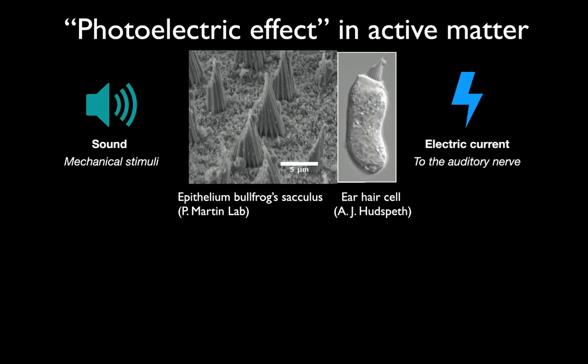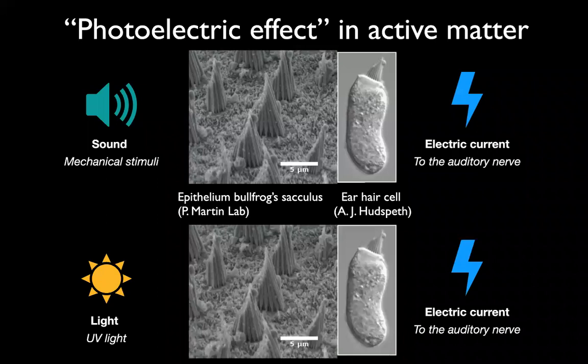This antenna that I was talking about is part of this large cell, the ear hair cell. These are ultimately responsible for transducing the sound into an electrical signal that then goes to the nerve connected here. This process is known quite well, with 40 years of work, as I said. But something a bit crazy is: what if instead of sound, we shine light on a cell in the ear? Maybe it can stimulate part of the cell and transform this light into electricity, like in the photoelectric effect. It may sound crazy.